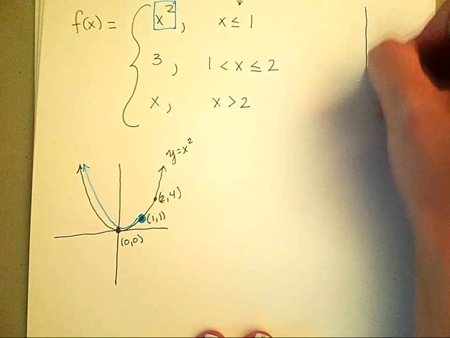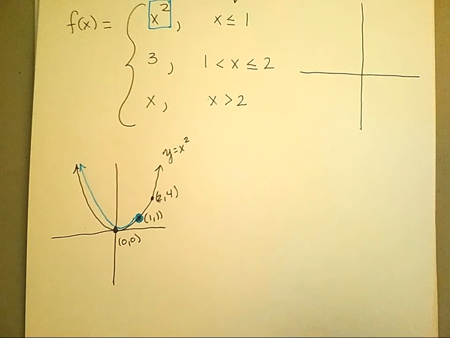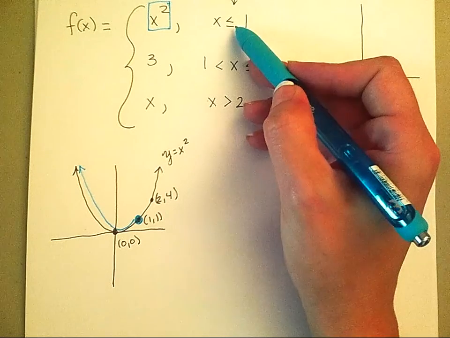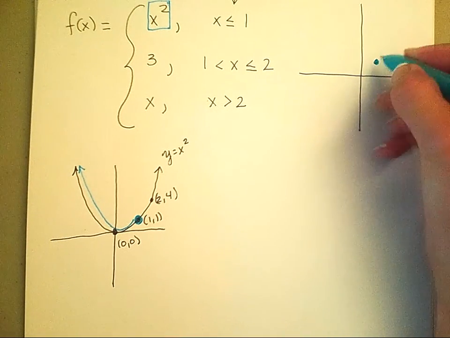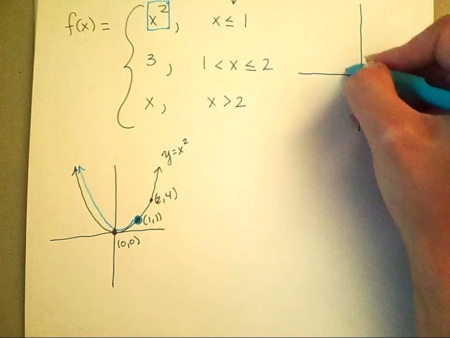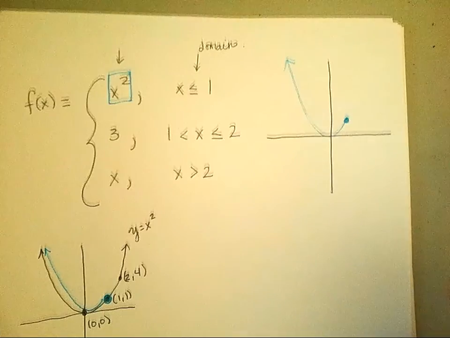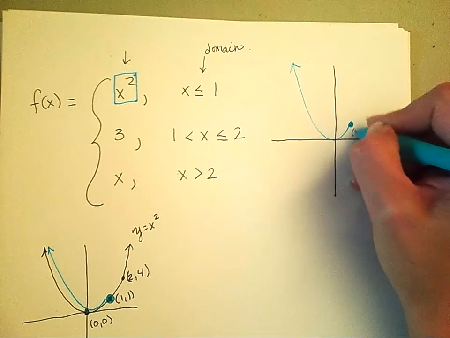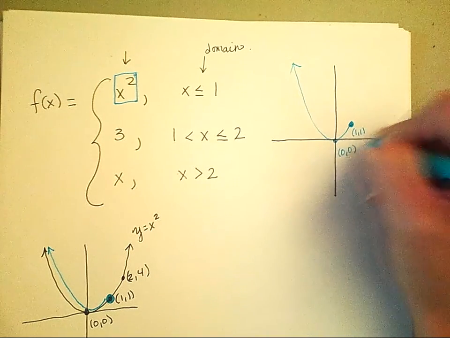Now over here I'm going to draw what the resulting graph looks like. So our first part is x squared for x less than or equal to 1, so I just need the blue part. So it will look like so. And we should label these points. This is the point 1, 1, and this is the point 0, 0.